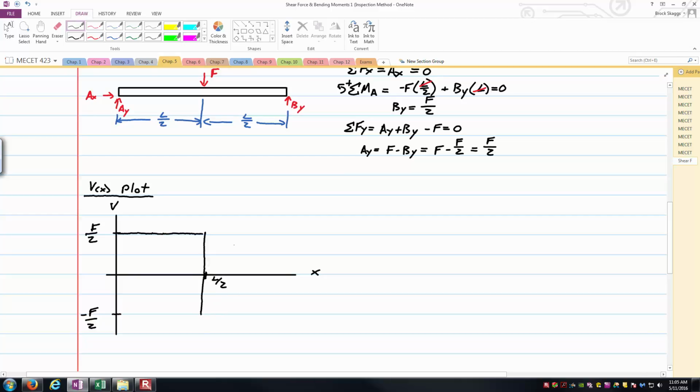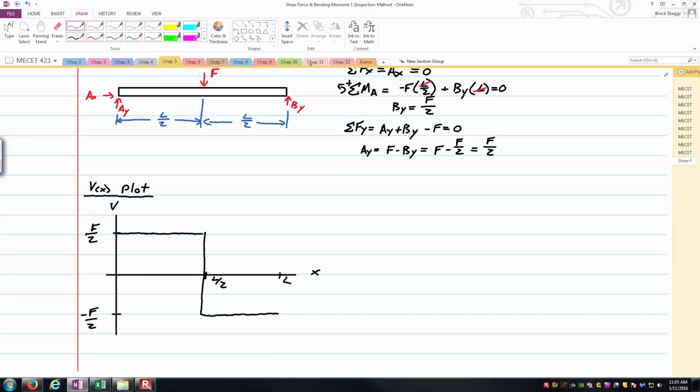But then notice after we get past the midpoint and are walking on the right half of the beam, we have no externally applied forces. So I can just have this carry on until we get to L. At L, what happens?